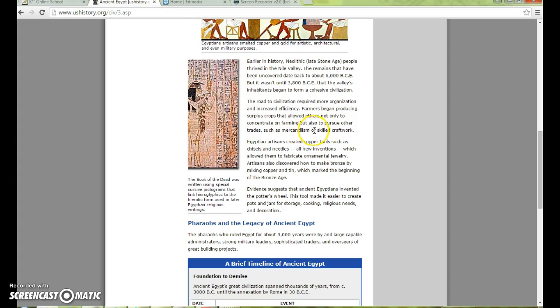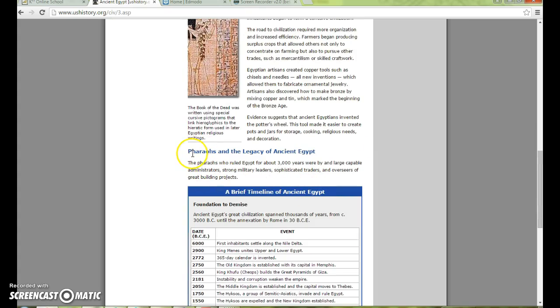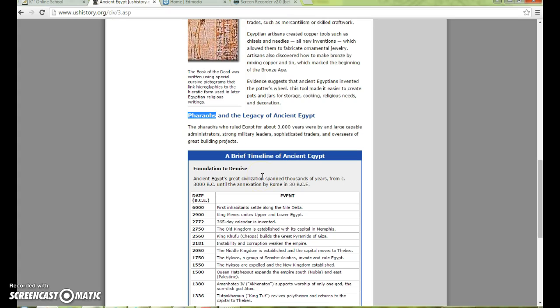Artisans. Mercantilism might be a word that you look up if you're not sure. Skilled craft work. Now we know that pharaohs, if you have any background information about Egypt, pharaohs were those who were ruling Egypt, so we know that this will be a great clue about the government of Egypt.